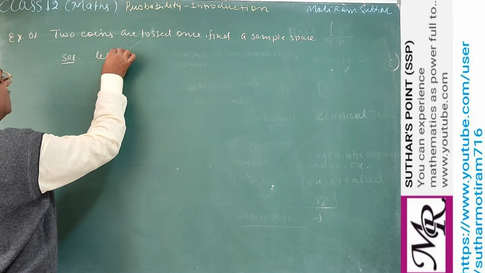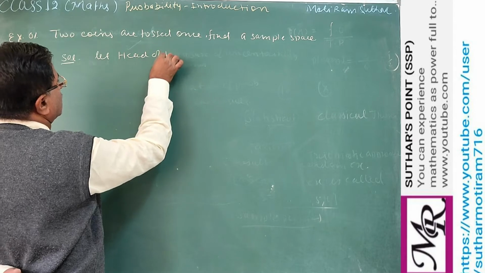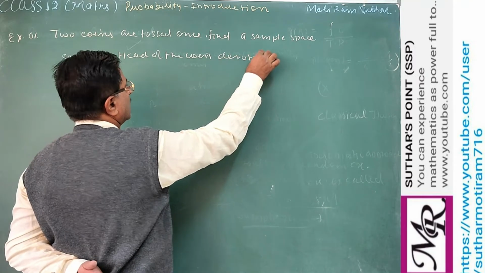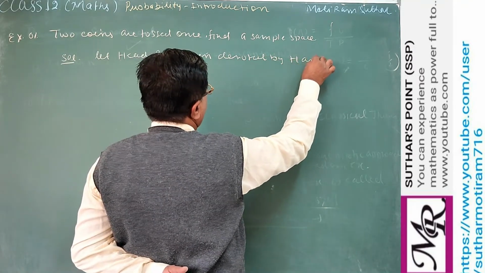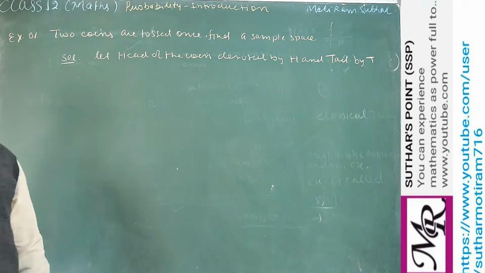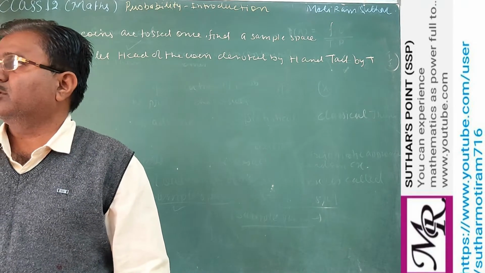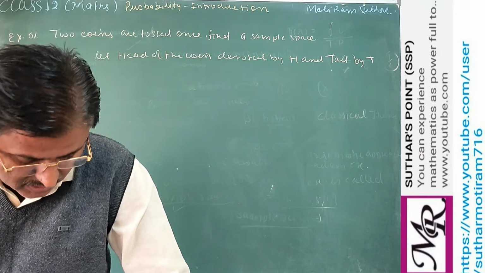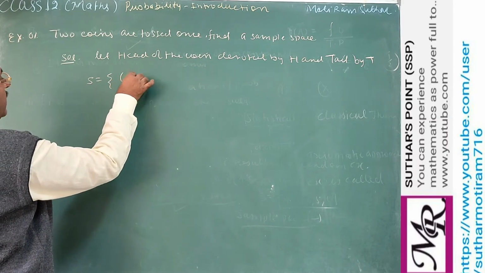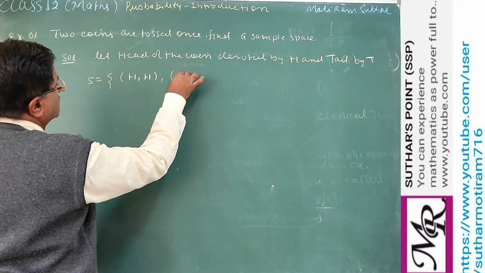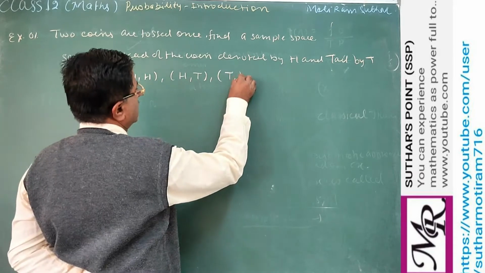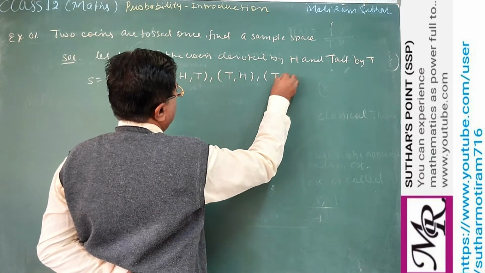So let the head of the coin be denoted as usual by H and tail by capital T. Dear student, you already know the total possible outcomes when we are throwing 2 coins. In the sample space we write both show head, or the first coin shows head and the second is tail, or the first is tail and the second is head, or both coins show tail.